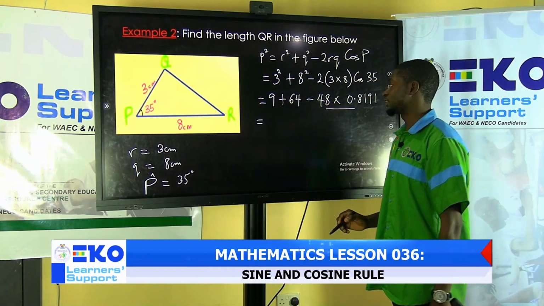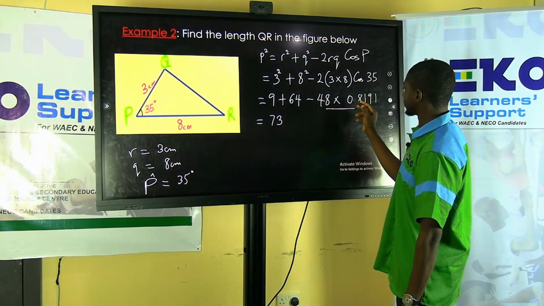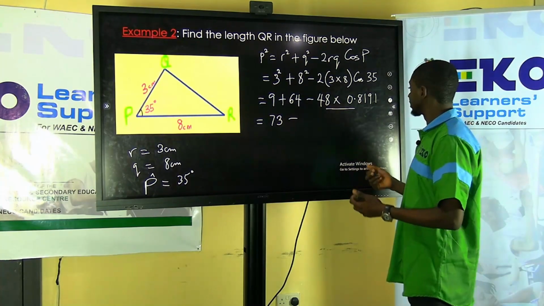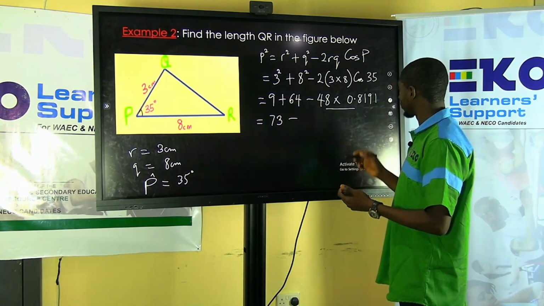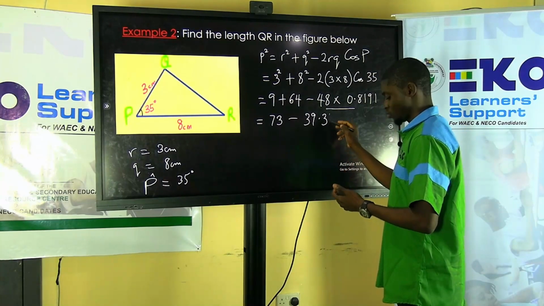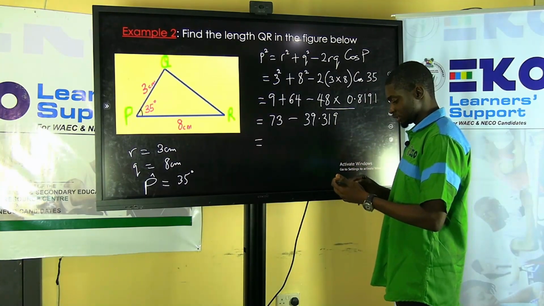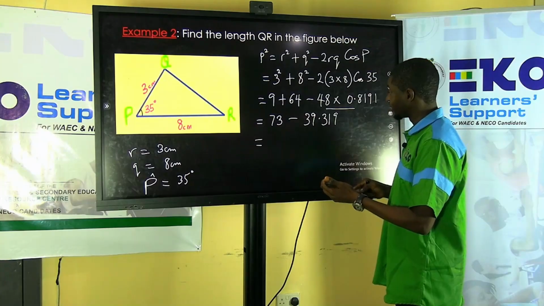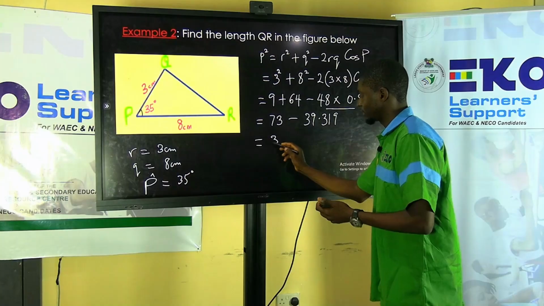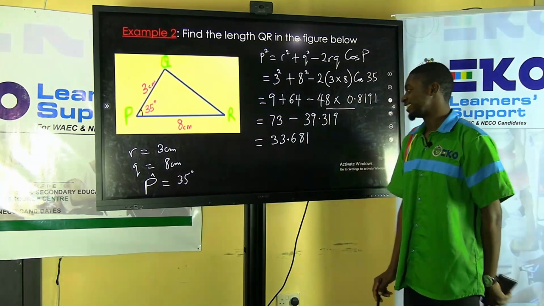9 plus 64, that will give us 73. Minus times plus minus 48 multiplied by our cos 35, which is 0.8191, we get 39.319. So here we subtract this. That's 73 minus 39.319. It gives us 33.681. You find that interesting, right?